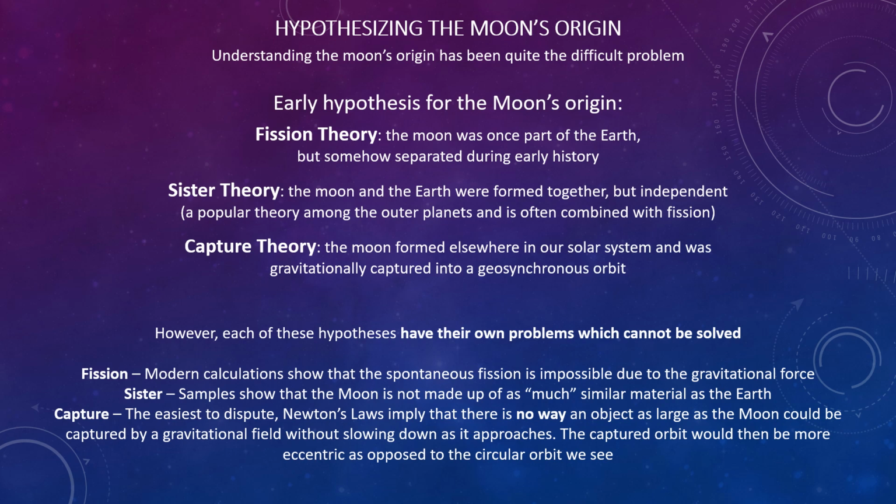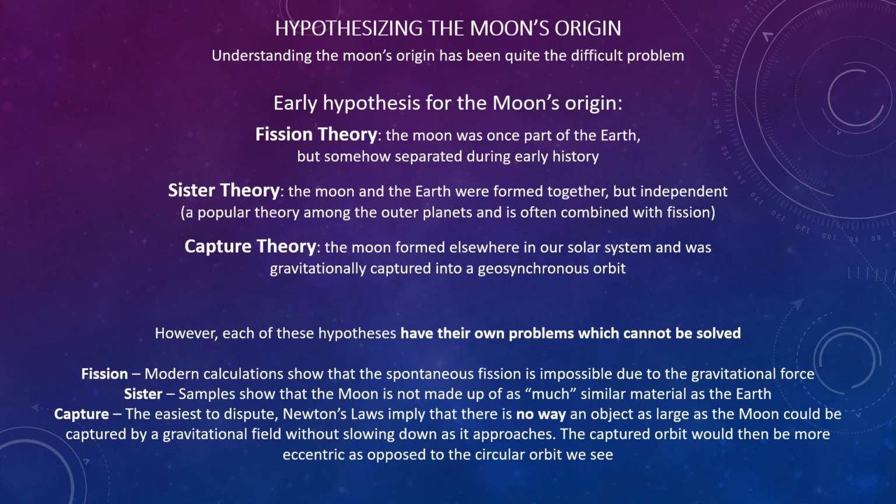There's also the sister theory, which is that the moon and the Earth formed together, but as two independent bodies, that they never fissioned off, but were just there next to each other, forming independently. There's also the capture theory, that the moon was formed elsewhere in the solar system and then somehow gravitationally captured into a perfect geosynchronous orbit with the Earth. Each one of these theories, though, has its own problems which cannot be solved.